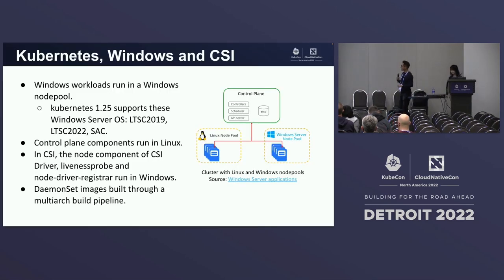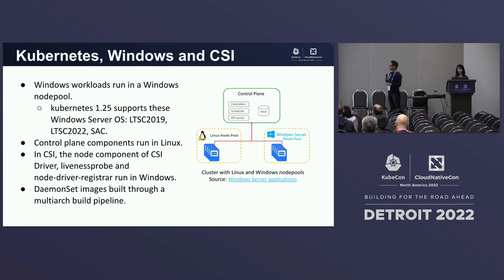Okay, so let's first look at Kubernetes, Windows, and CSI. On the diagram on the right, we see a cluster that has two nodes, a Linux node and a Windows node. The idea is that Windows workloads run in the Windows node. Kubernetes supports three Windows Server operating systems. Those are the long-term servicing channel 2019, 2022, and it also supports the semi-annual channel. The long-term servicing channel has releases every 2 to 3 years. The semi-annual channel, I think it's being discontinued.